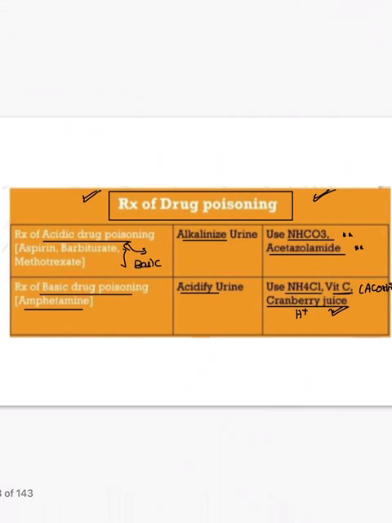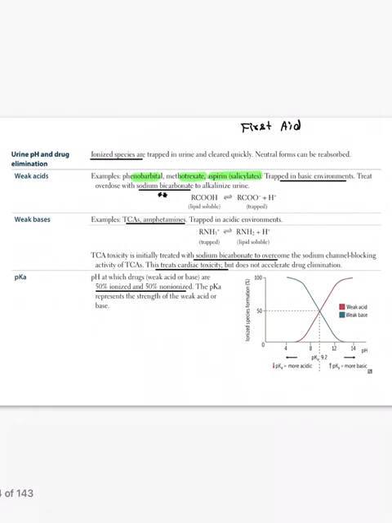See, what happens when you use one acid and one base, okay, there happens the ionization. And when ionization happens, it's very easily excreted out in urine. The aim is only this. See, ionized species are trapped in urine and they are cleared quickly. That is important. So what are the examples of weak acids? See, phenobarbital, methotrexate, aspirin. Do you see? So they are trapped in a basic environment. So we need to make the urine basic. How will we do it? By using either sodium bicarbonate or acetazolamide. So this is important. Now coming on to the weak bases.